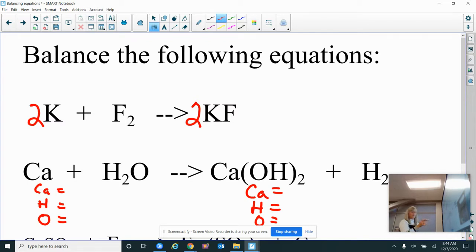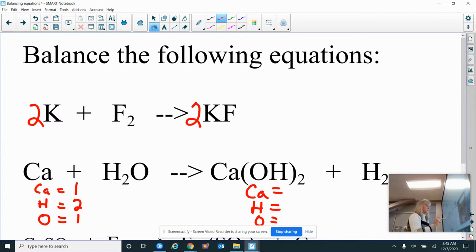When they're a little more complicated, it's a really good idea to put a little list of each. Take inventory before you start balancing. So with this one, on this side, I have calcium, I just have one. Over here, I have 2 hydrogens, and I only have 1 oxygen. Again, that 2 only applies to the hydrogen.